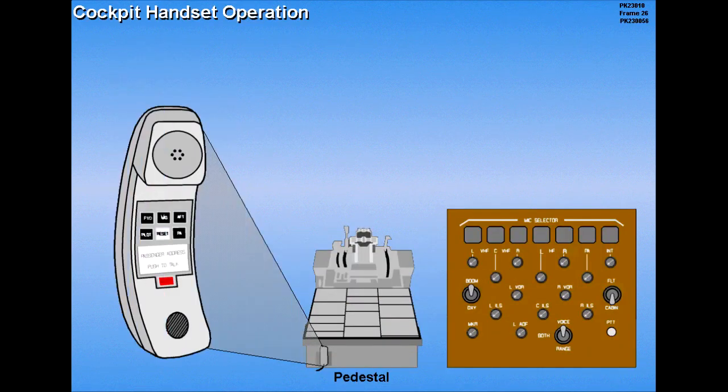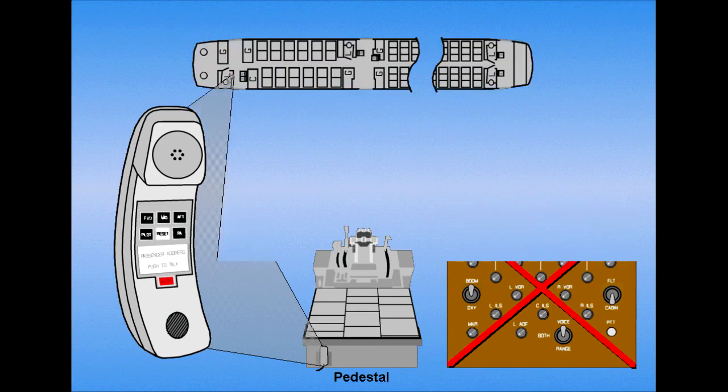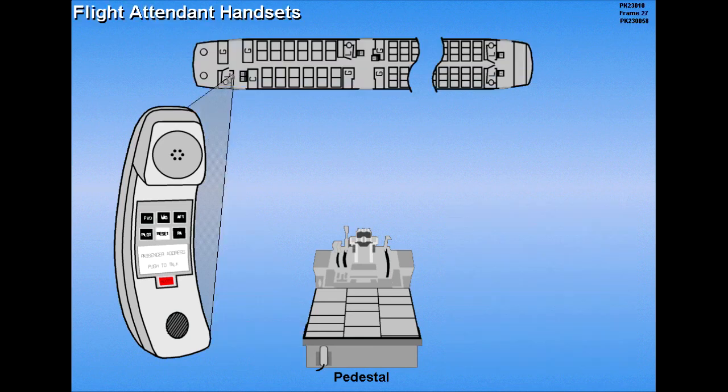Let's now look at handset operation. The audio selector panel is not required when using the handset to talk on the cabin service interphone. The handsets at the flight attendant stations are identical to the ones in the cockpit.